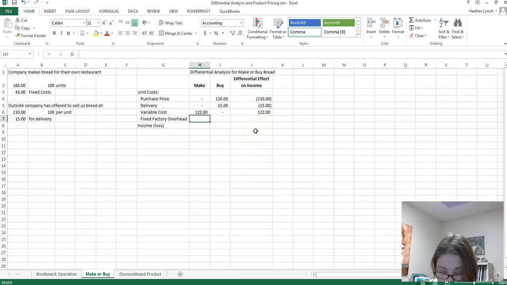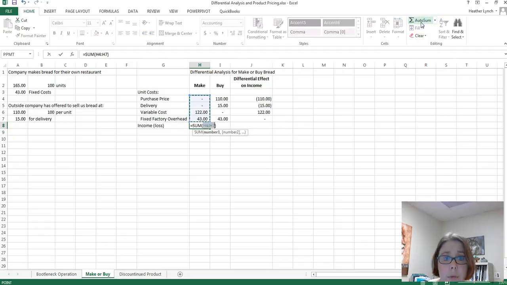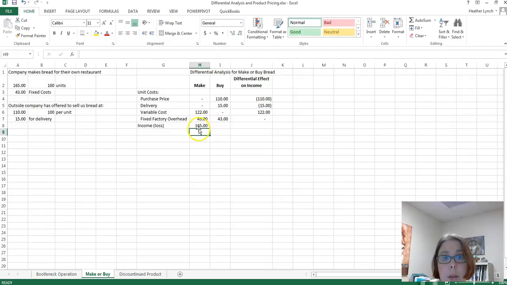Now, fixed overhead. In this situation, we're going to say that no matter if we make it or we buy it, we have the same dollar amount in fixed costs. So either way, that's going to be netted. We're not going to see a difference. So let's add those up. Let's add our buy, and let's look at the difference.